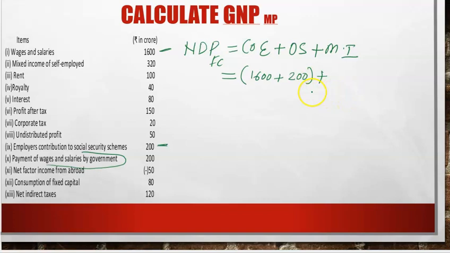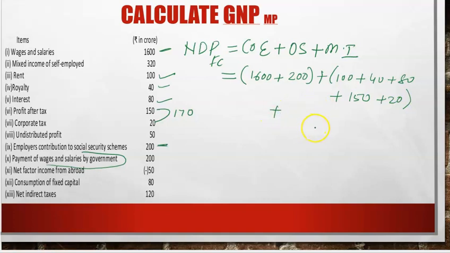Then coming to operating surplus. So rent is 100, interest and royalty together are given as 40 and 80, and profit is not given. I told you if profit after tax is given, just add corporate tax and make it profit. So profit becomes 150 plus 20, 170. क्योंकि टैक्स इसमें से माइनस कर दिया गया था. Coming to the last one, mixed income of self-employed, that is 320.